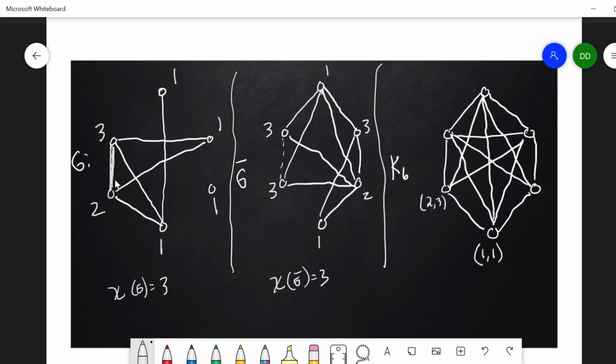And notice that means that since now this is an edge, that means I need to color this something different in the first coordinate in K6. And now I'll have a 3, 3 here instead. Up here I'll have 1.